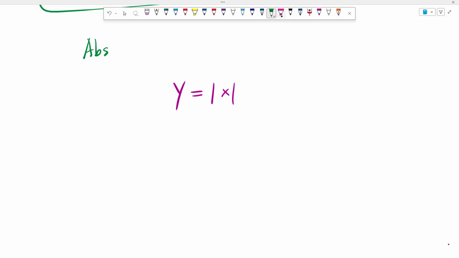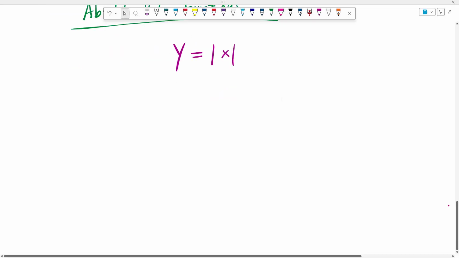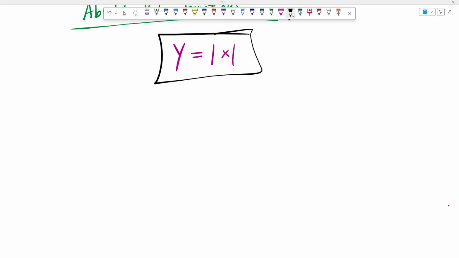So we call this an absolute value function. Okay. The solution set is going to be a bunch of ordered pairs. We're going to graph the solution set. In order to do this, we have to break it up into its two cases. Okay, well, let's break it up into its piecewise definition.